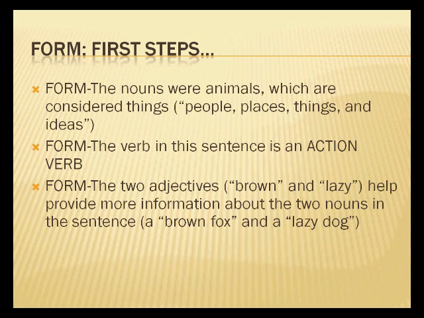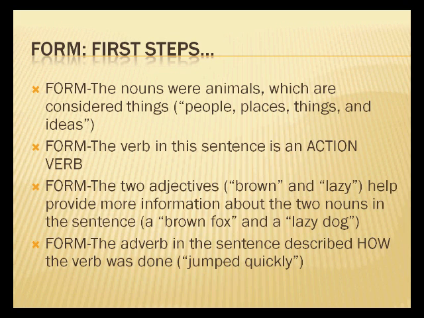The two adjectives, and this is usually the case with adjectives, help provide more information about the two nouns in the sentence. So for example, it's not just any fox, but it's a brown fox. And it's not just any dog, but it's a lazy dog. Finally, the adverb in the sentence, of course, described how the verb was done. So it jumped, but it jumped quickly.